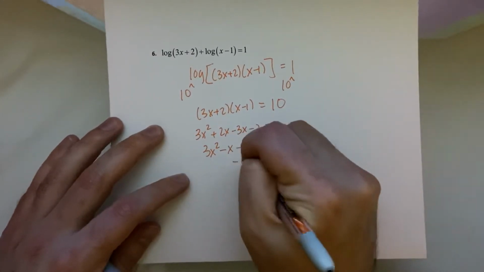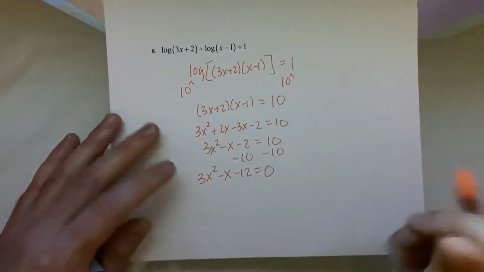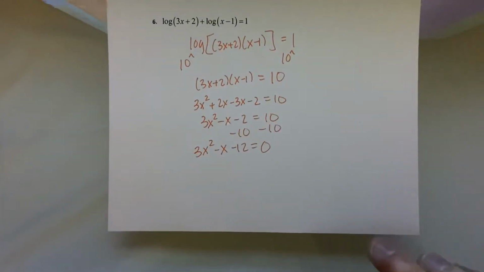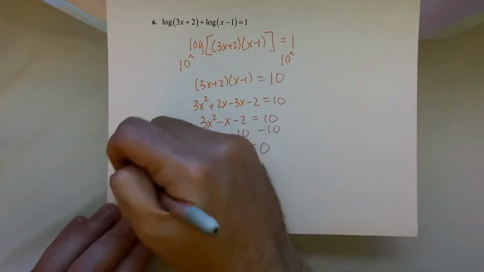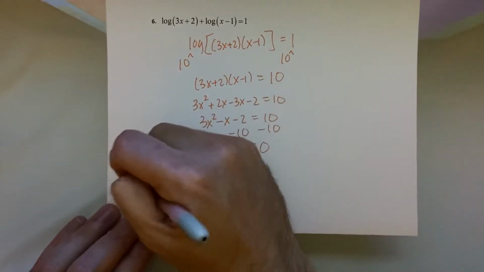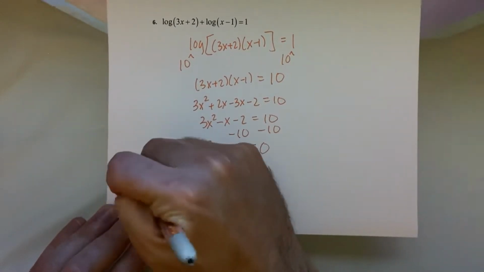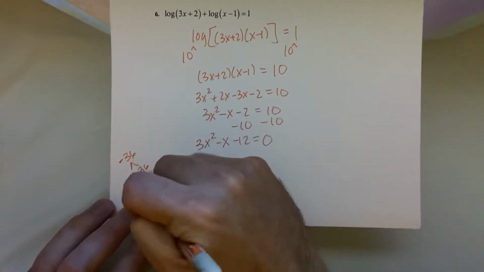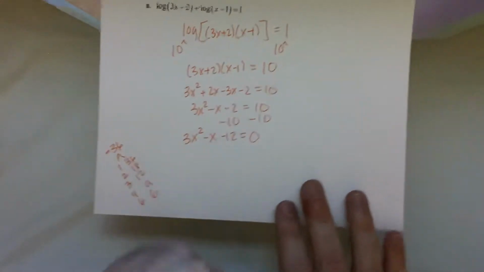Subtract the 10 over. We get 3x squared minus x minus 12 equals 0. So here's where I have to factor. In theory, I'm looking for factors of negative 36 that add to negative 1. The factors of 36 are 1 and 36, 2 and 18, 3 and 12, 4 and 9, and then 6 and 6. However, if you notice, none of these actually add up to negative 1, which means this can't be factored.